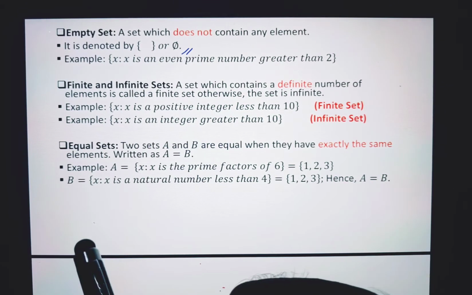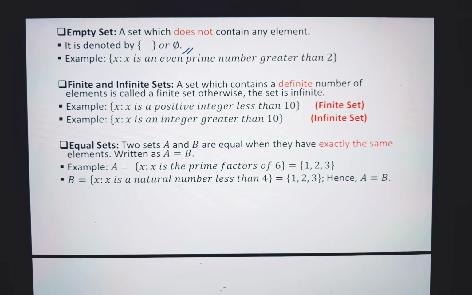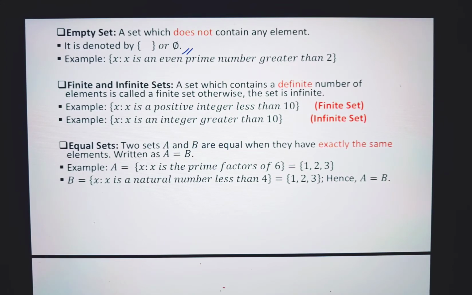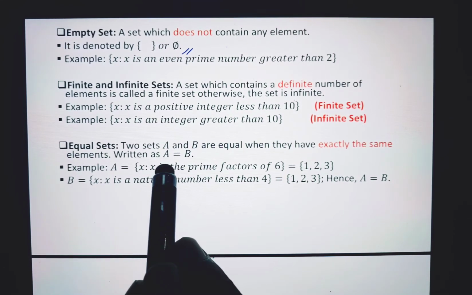Clear? Now we are into equal sets. What are equal sets? Two sets A and B are equal when they have exactly the same elements. Suppose A has 1, 2, 3, then B also needs to have 1, 2, 3 to be called equal sets. It is written as A equals B.